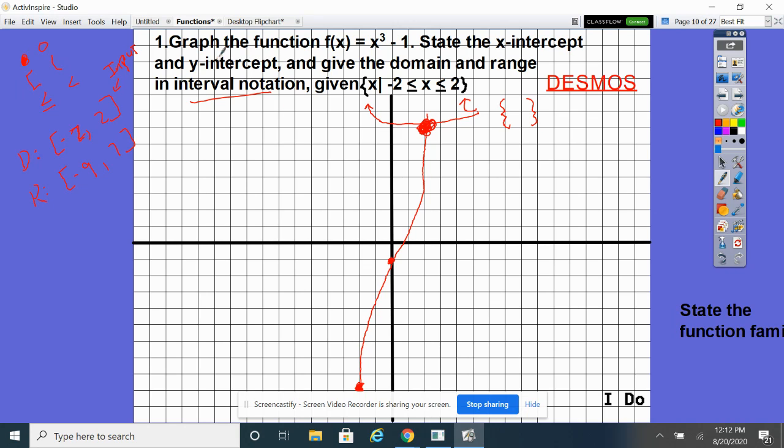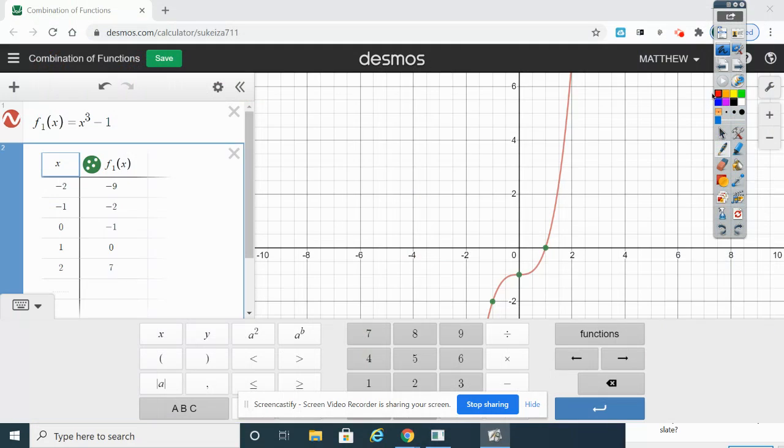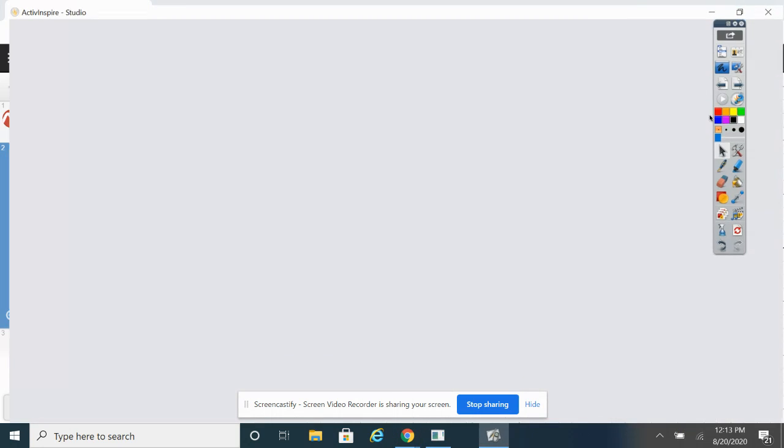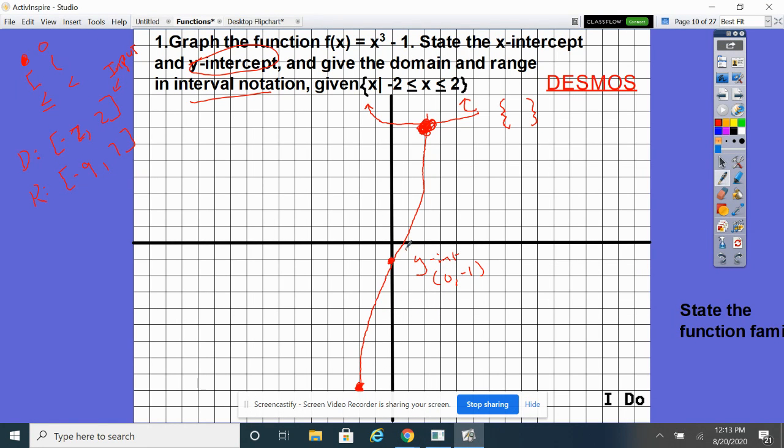And so now it looks like the y-intercept is going to be 0, -1. And the x-intercept, we can go back and look at the graph. Remember, you can touch the points 1, 0. So it should actually go through here. It should curl a little better. 1, 0. That'll be the x-intercept.